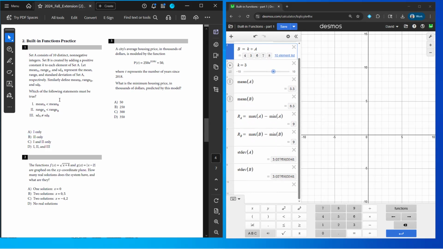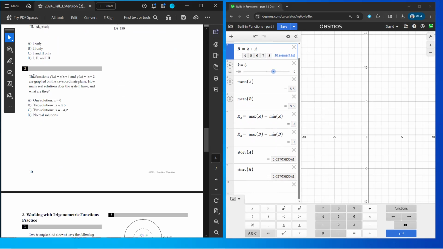All right, let's look at question 2. The function f of x is equal to the square root of x plus 4, and g of x equals the absolute value of x minus 2, are graphed on the xy coordinate plane. How many real solutions does the system have, and what are they?